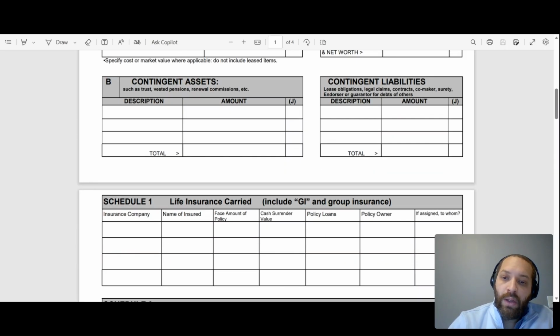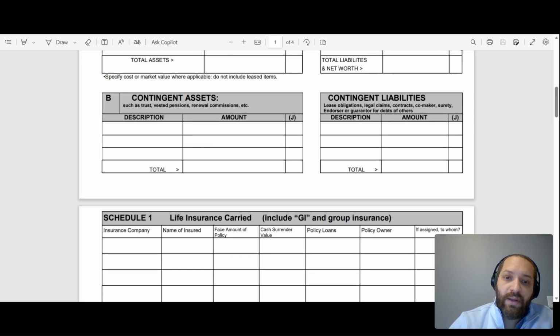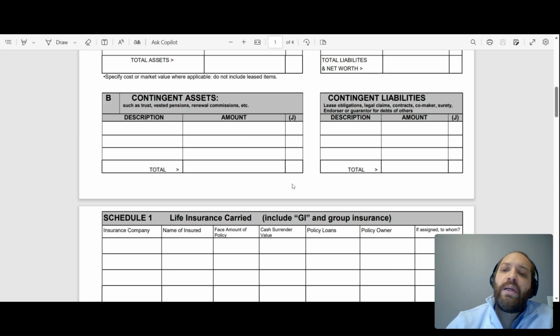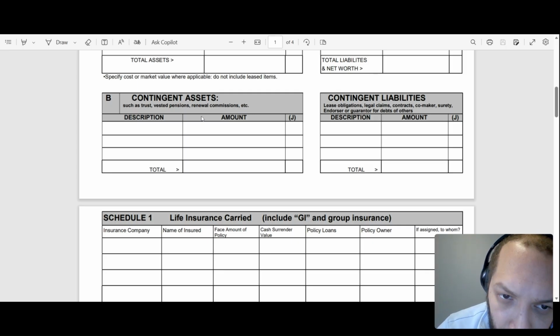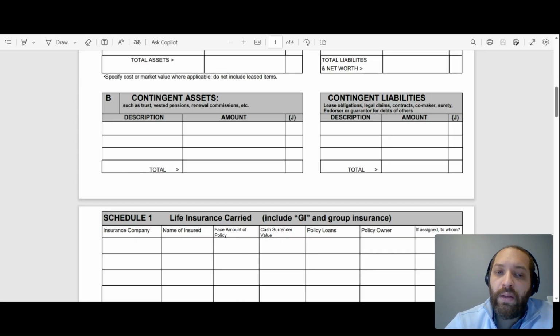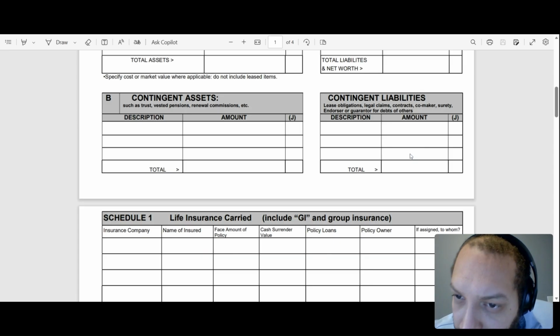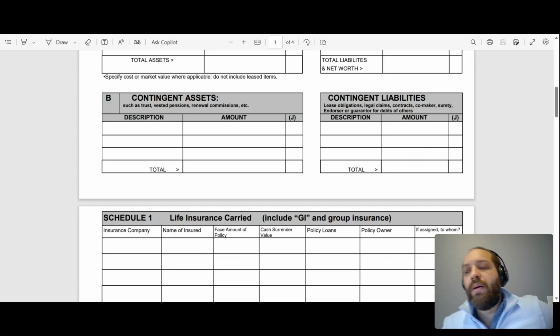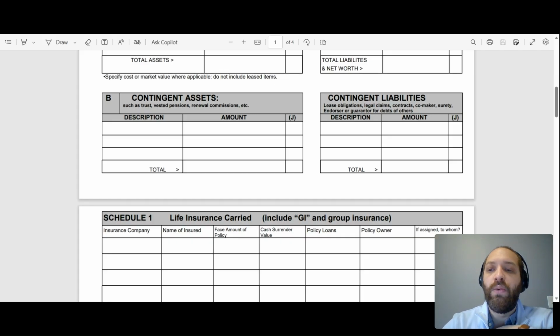Then the next step, it says here contingent assets and contingent liabilities. Most people don't have that. If you do have something that falls within the description that you see here, like commissions, pensions, and trust income, you can include that if you know that information. The same for liabilities, like anything where you may be guarantor to someone else's loan, anything like that.